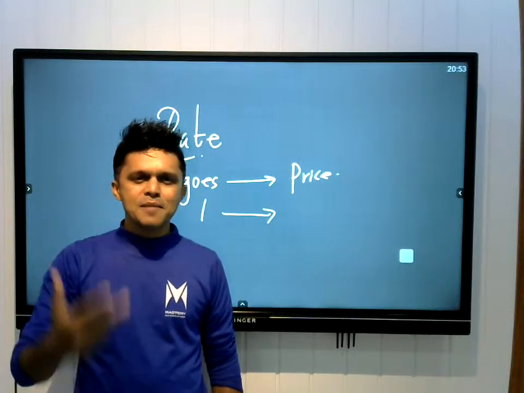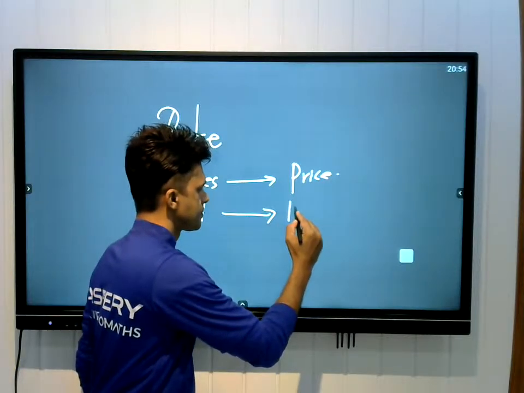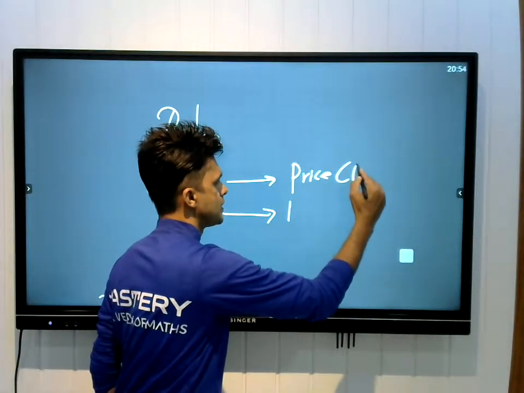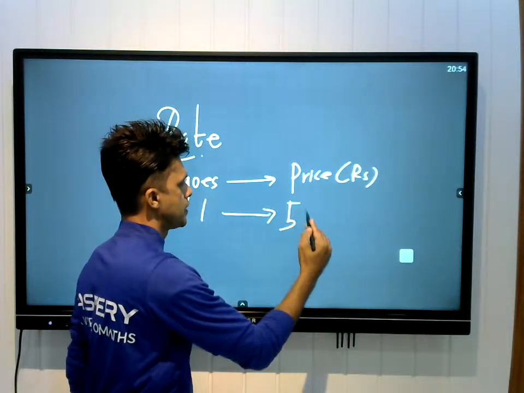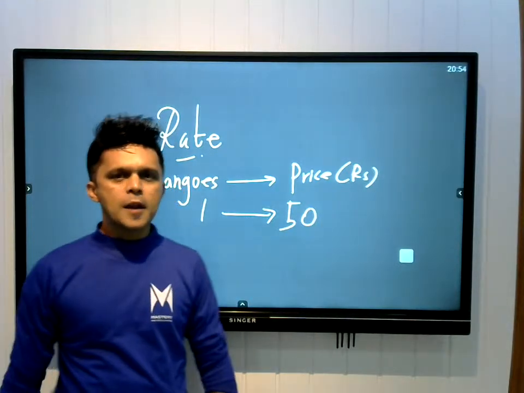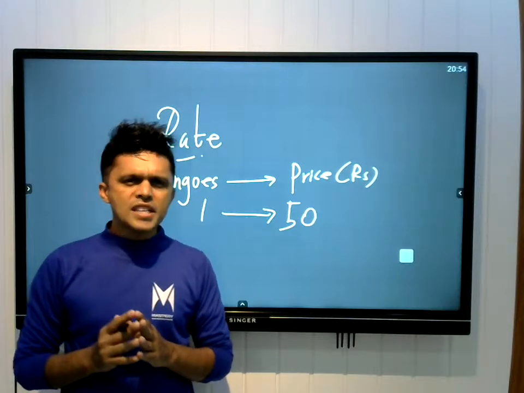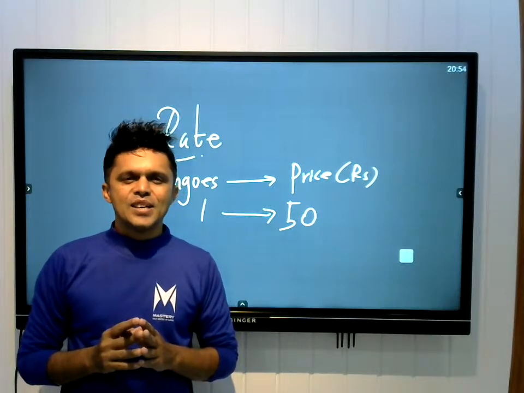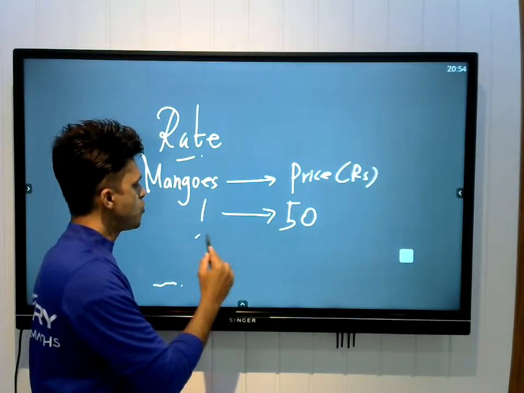One mango can be bought for 50 rupees. Price is given in rupees, right? 50 rupees. One mango can be bought for 50 rupees. What is the price of two mangoes?